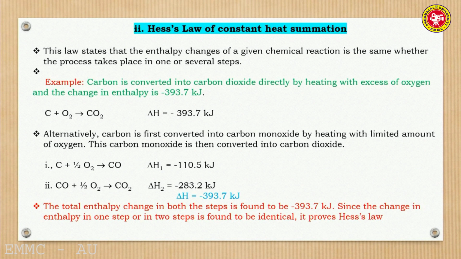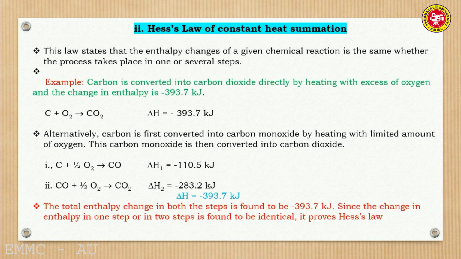So, the formation of carbon dioxide we may consider in two ways. First, the direct process: carbon reacts with oxygen to give carbon dioxide, and the delta H value obtained is minus 393.7 kilojoule. Alternatively, carbon is first converted into carbon monoxide by heating with a limited amount of oxygen, and this carbon monoxide is then converted into carbon dioxide. So, the second is a two-step process, while the first is a single step, where we get minus 393.7 kilojoule only.